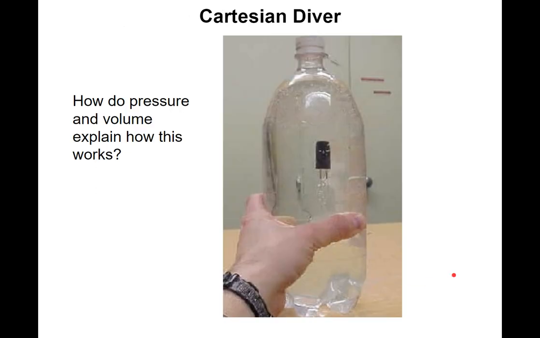This is a thing that we will have in the classroom for you to play with, and it's called a Cartesian diver. How do pressure and volume explain how this works? Think about this. In this thing, there's a little floaty inside. It's a dropper, and when you squeeze the bottle, the dropper goes down, and when you release the bottle, it goes back up. How does that work? I will leave you to think about that. You can talk about it in class.